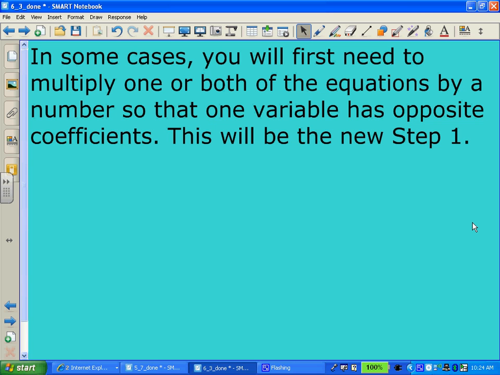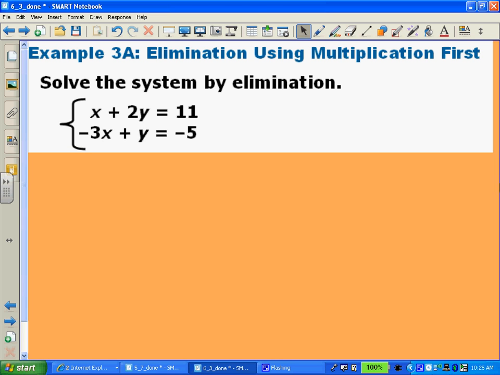Now, as you probably noticed as you were doing some of these elimination systems, it kind of worked out nicely that every time you either added or subtracted, your variables would cancel out. Obviously, this isn't always going to be true. And when it's not, in order to use elimination, we may need to multiply one or both of the equations by a number so that we can have opposite coefficients that will in fact cancel out. So this will be the new step one of elimination. Let's take a look at how this works.